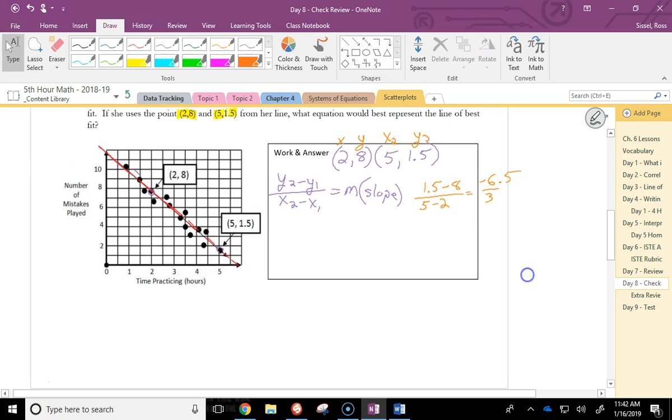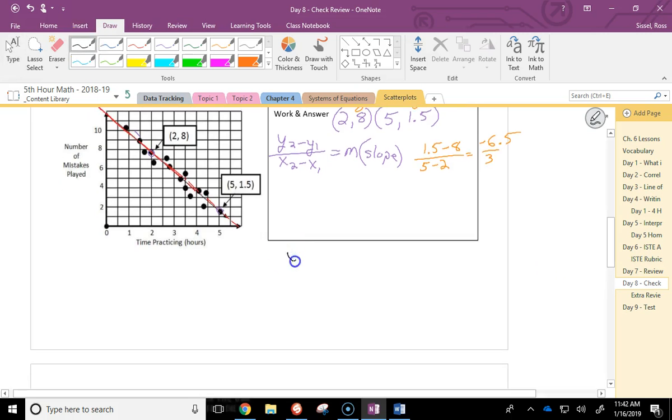All right, so our equation that we're trying to solve for is y equals mx plus b. We now know m. It's negative 6.5 over 3. I simplified it down. Yeah, that's okay, right. How did you simplify that? How did someone else do this? Because I divided it by 3. Okay, so what is negative 6.5 divided by 3? 2.2.